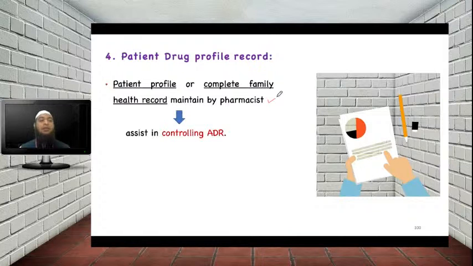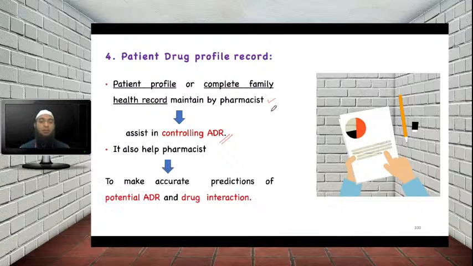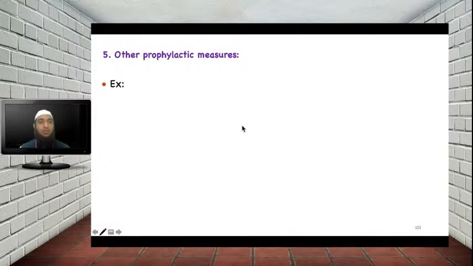So this can be maintained, and if you have this complete profile, then it will help you as a pharmacist in controlling adverse drug reactions. So you can easily recognize ADR, if any, that the patient may suffer from due to the particular prescription given by the physician. Okay, so the patient drug profile record is also very important in monitoring of adverse drug reaction. It also helps pharmacists to make accurate prediction of potential ADR and drug interaction. Okay, so this is how you can maintain patient drug profile record and avoid the adverse drug reaction, right?